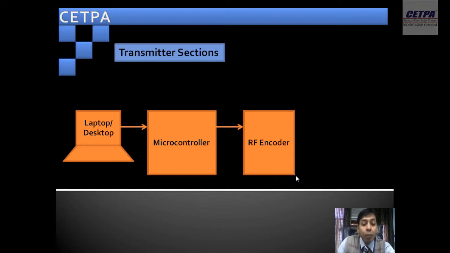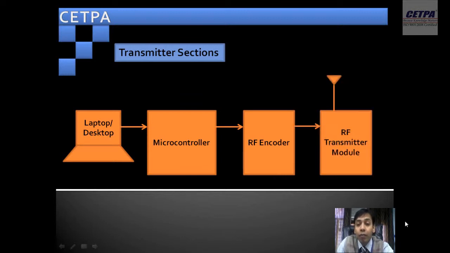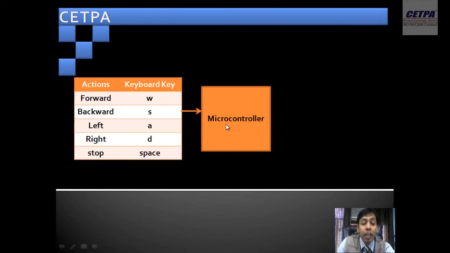Which key we press on the laptop and what the output of the microcontroller is, I will show you on the next slide. This RF encoder encodes the data and transmits it via the RF transmitter module. This is the RF transmitter module, this is the antenna, and now it starts transmitting. These are the actions, these are the keyboard keys, and this is the microcontroller. If we want to make our robo mouse move forward, we press W, S for backward, A for left, D for right, and space for stop.